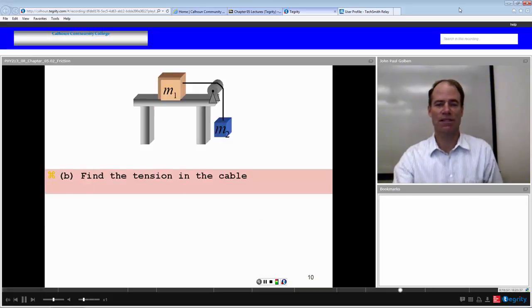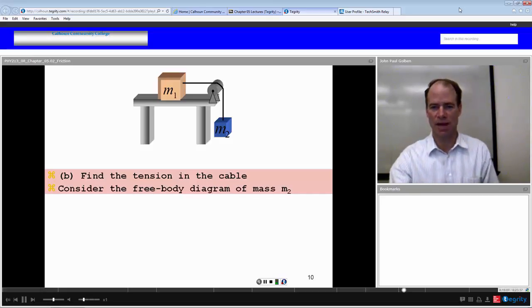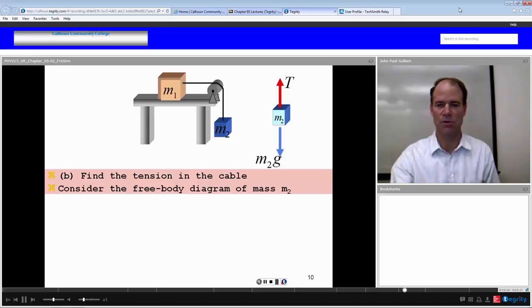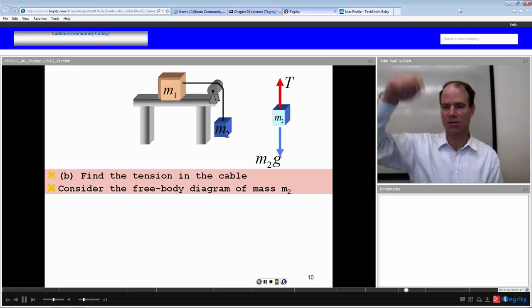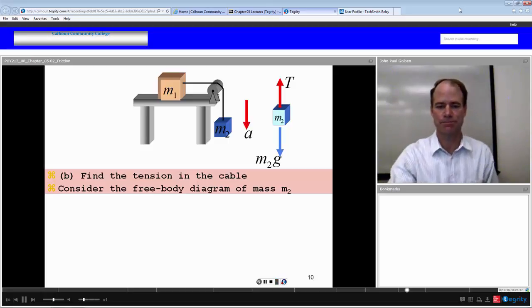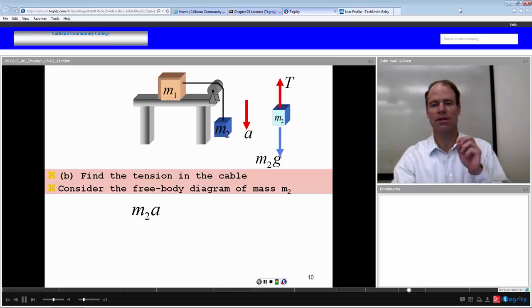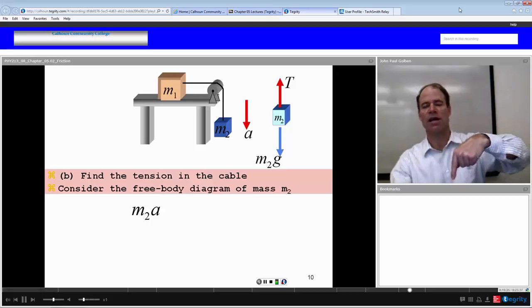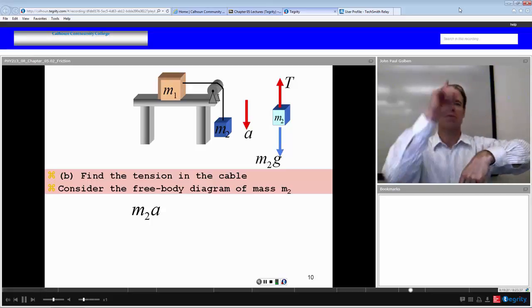Then if we want to find the tension, we can look at either mass, the free body diagram for either mass, and plug this acceleration in there and solve for the tension. Easiest one to use would be the mass m2 because there were only two forces on it. So if we use this free body diagram and we know the acceleration is going down, our m2a, Newton's second law, is going to be equal to the net force in the direction of acceleration, which will be m2g minus tension.